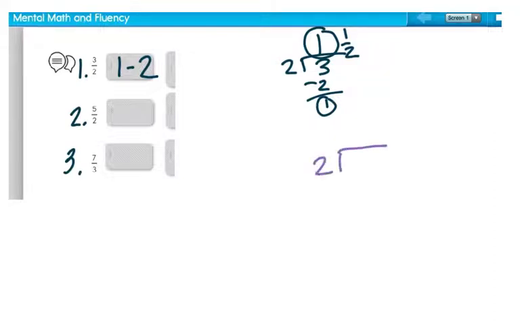I want you to do 2/5. Is it greater than 1? And what two whole numbers is it between? And then 7/3. What two numbers is it between?